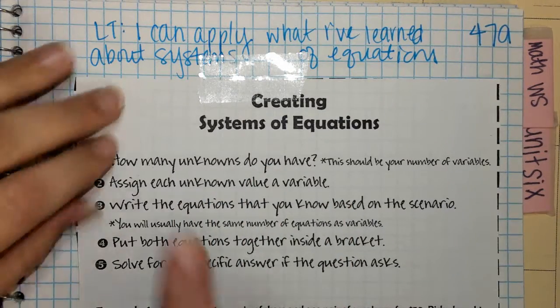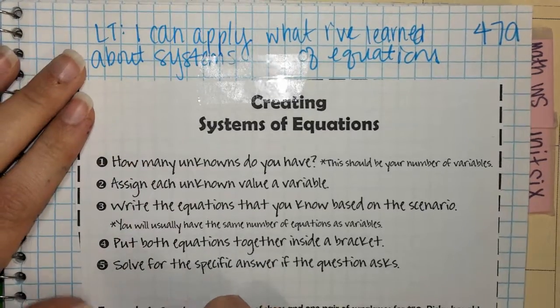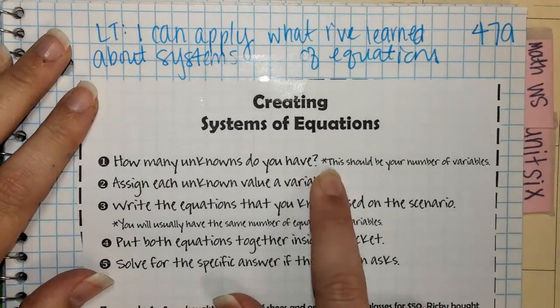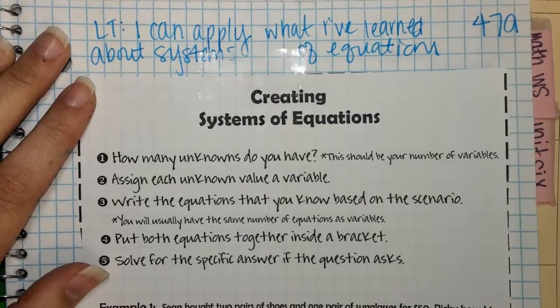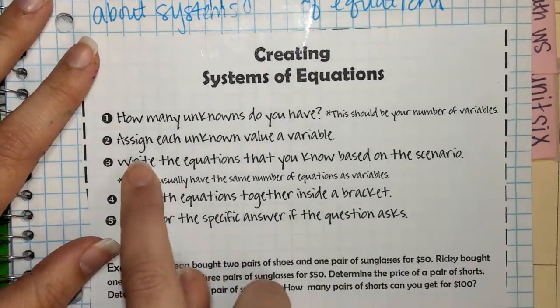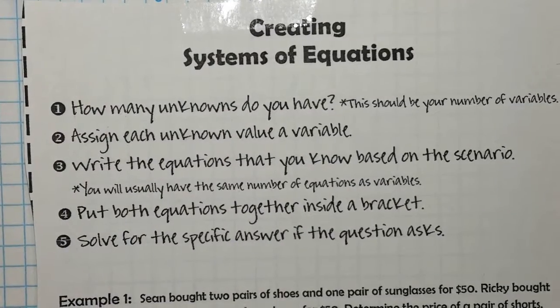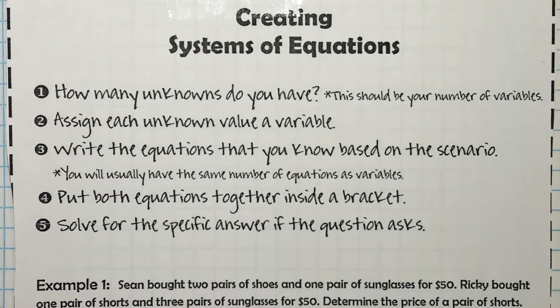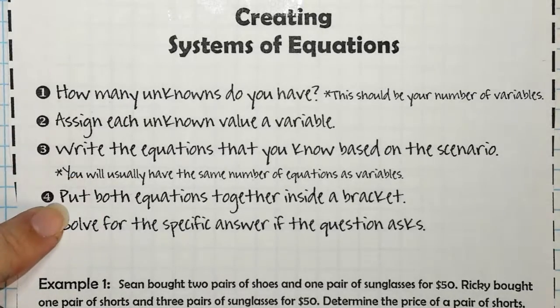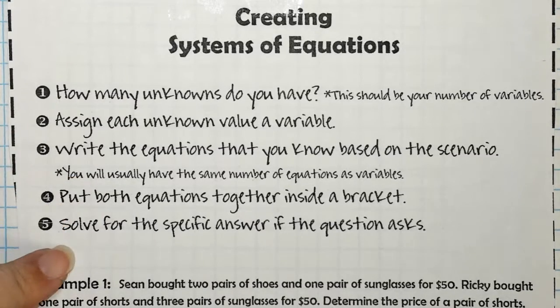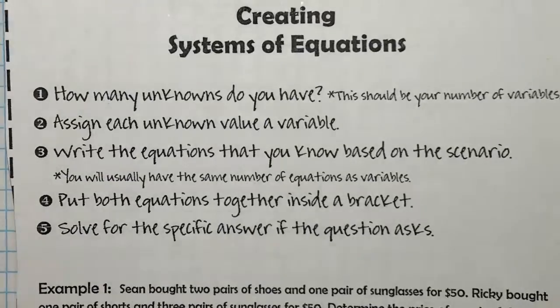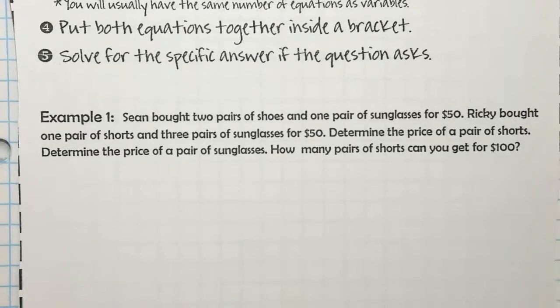Okay? So what you do first is you read your problem. And then you see how many unknowns you have. That's your variables. Then you assign each unknown a variable, and most of the time we use x and y. Then you write the equations based on the scenario. Put both equations together inside a bracket, and then solve for the specific answer that the question asks you. So let's look at example 1.